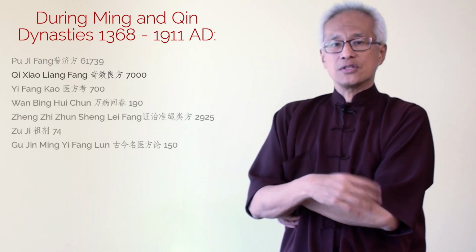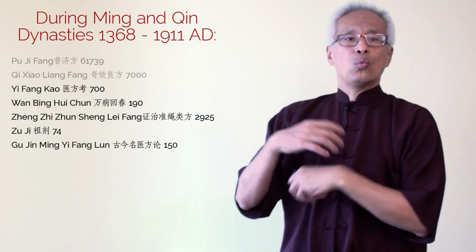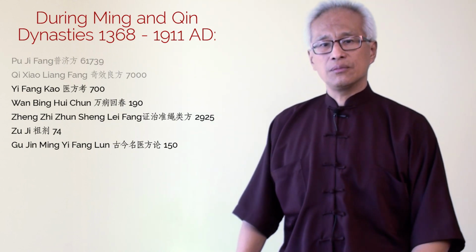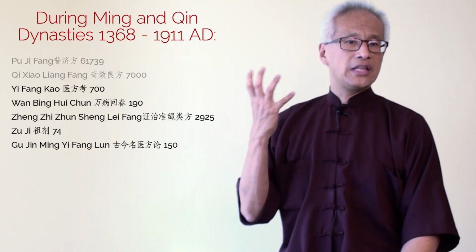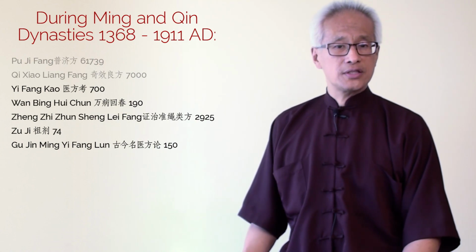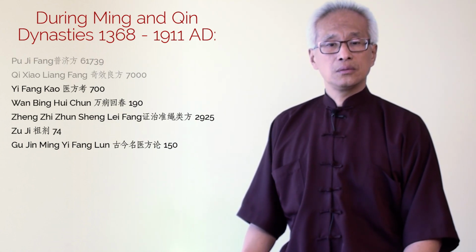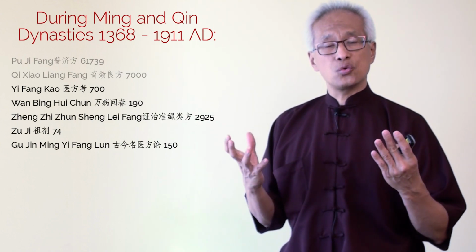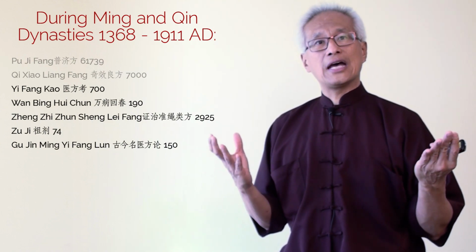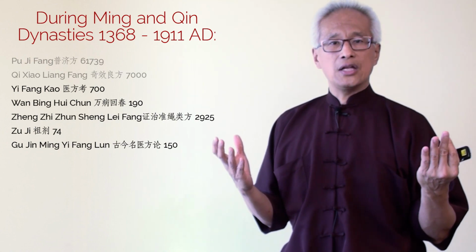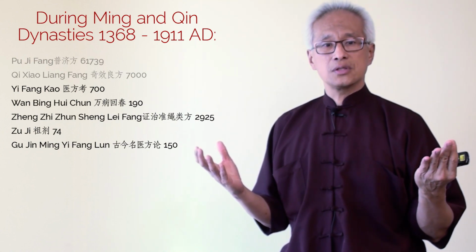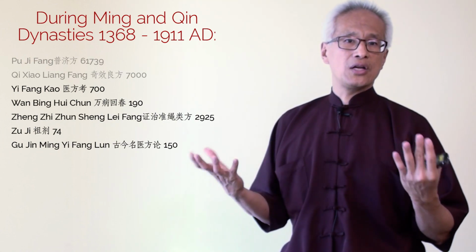And the next formula book is Ji Xiao Liang Huang, which is about 7,000 formulas. Yi Huang Kao is about 700 formulas. Wan Bing Hui Chun is about 190 formulas. Zhen Zi Zun Shen Lei Fang is about 2,900 formulas. And Zhu Ji is about 74 formulas, and the Gu Ji Ming Fang is about 150 formulas.